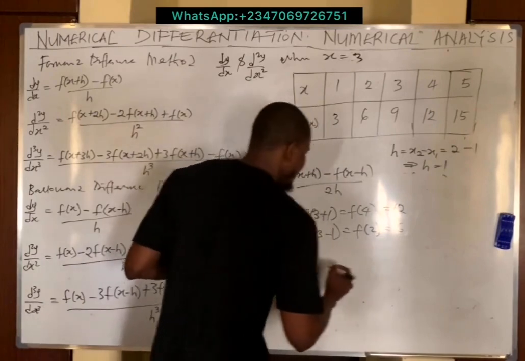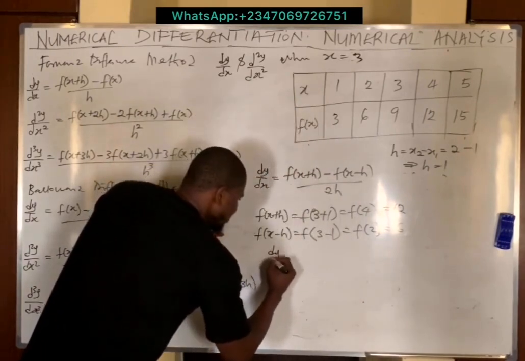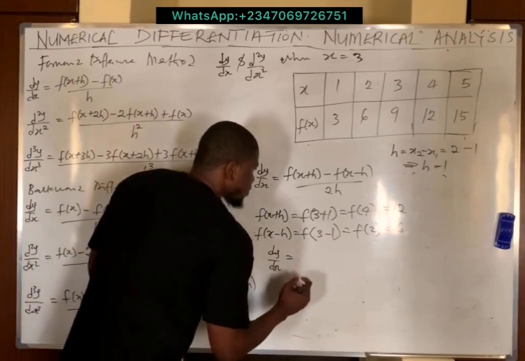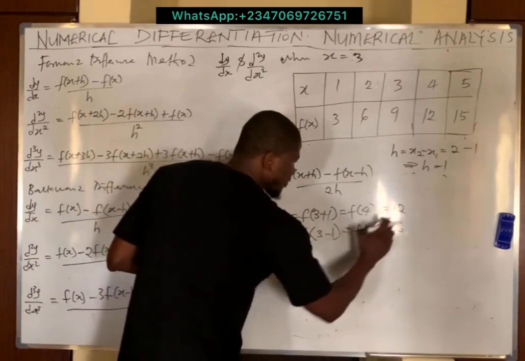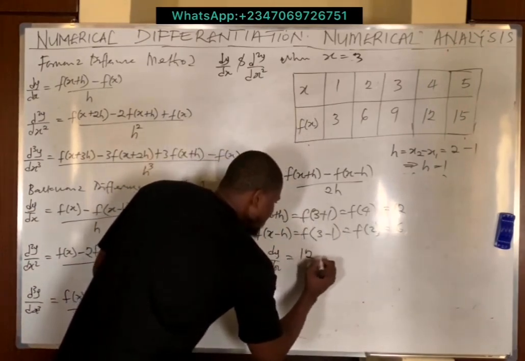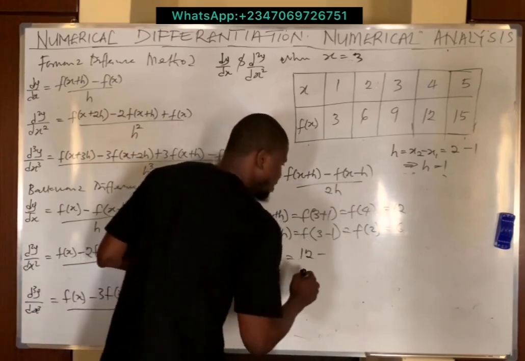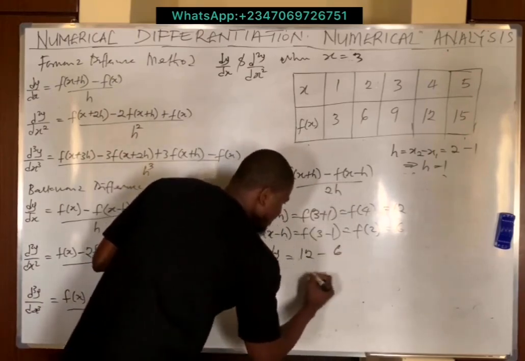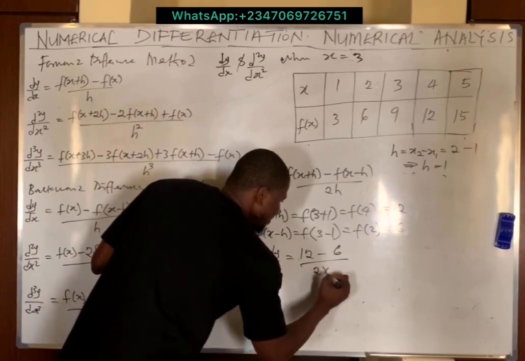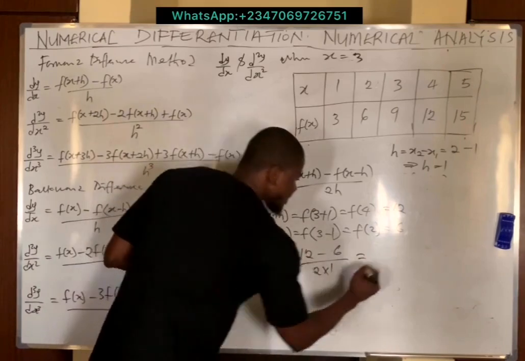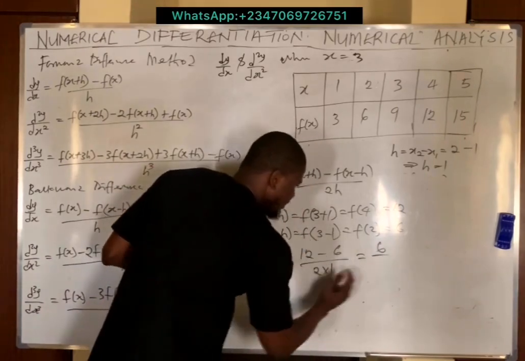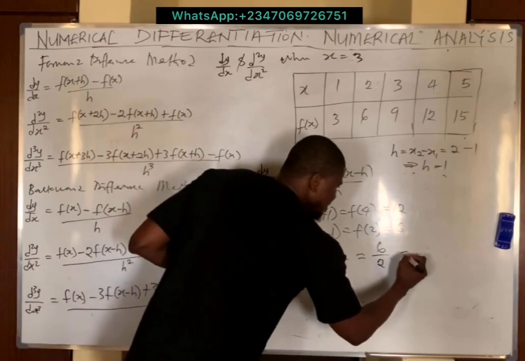So which means the first derivative, dy over dx, is going to be equal to, compute them into this equation, f of x plus h gave us 12. You have 12 minus f of x minus h, which gives us 6. You have 6 all over 2 times the interval, which is 1, 2h. So this is equal to 12 minus 6, which is what? 6, all over 2h, which is 2.